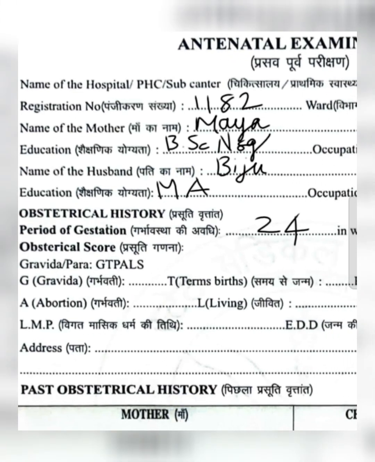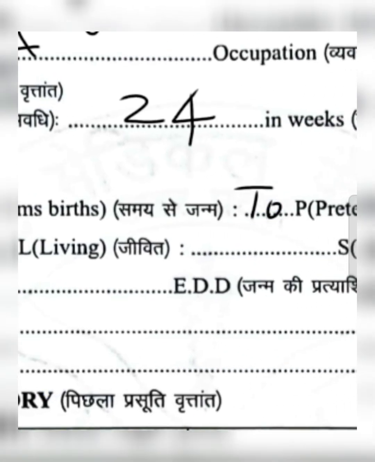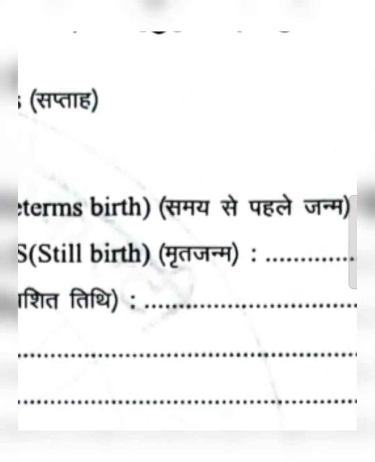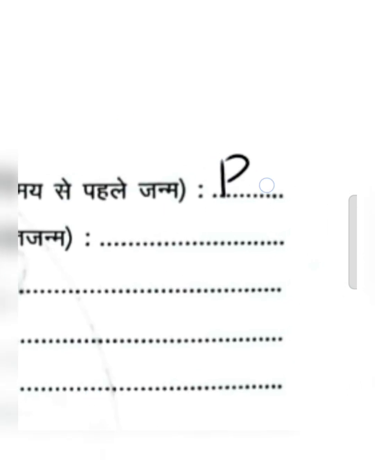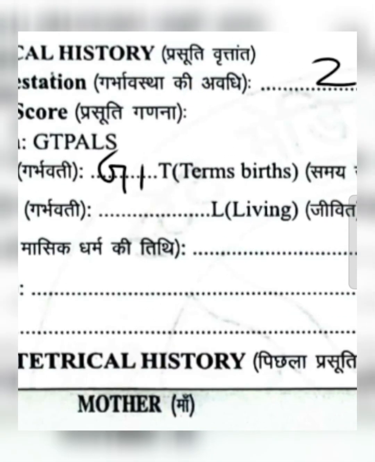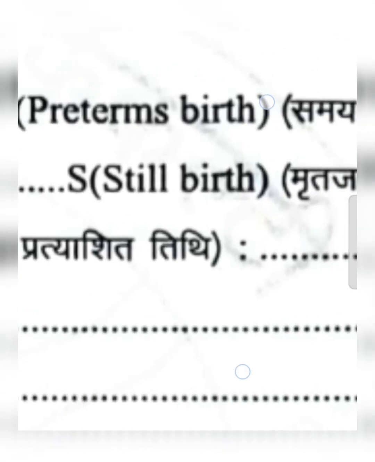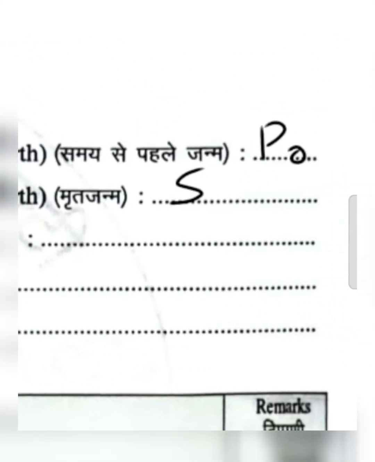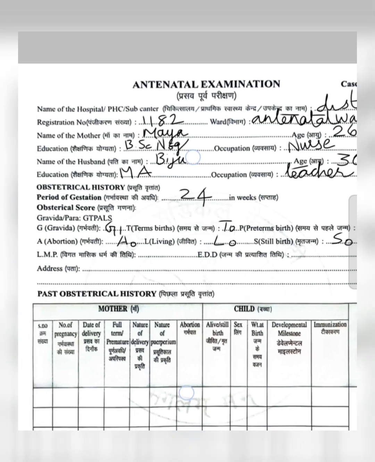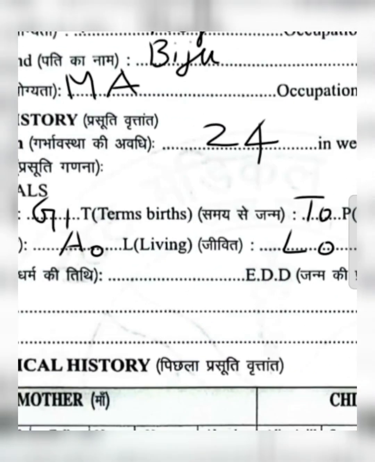And after that, you can see the obstetrical score, gravida, para, GTPAL. So here I am going to give G1 because my mother is primary gravida mother, T0, P0, preterm birth, P0, abortion, there is no any other abortions, so that's why I am giving A0. Next one is living. So here no any deliveries have happened, so that's why I am giving L0. Stillbirth, that's also S0. So because this is a primary gravida mother, that's why I am giving this type of obstetrical score.